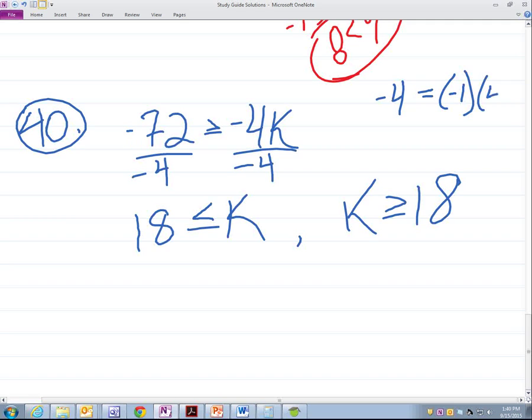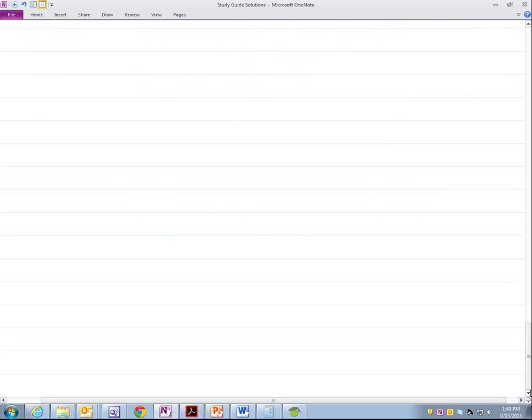It's just the way the problem is written. This is how it's an operation: -1 times 4, which is the same thing as -4. I'm sorry. Okay.